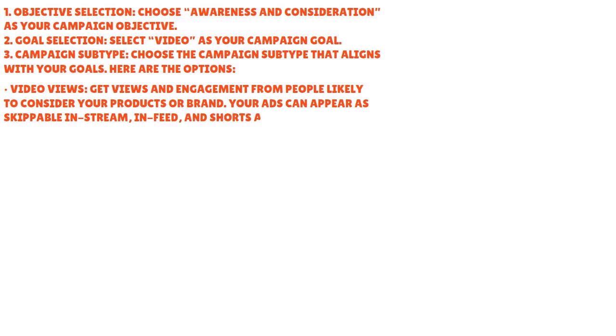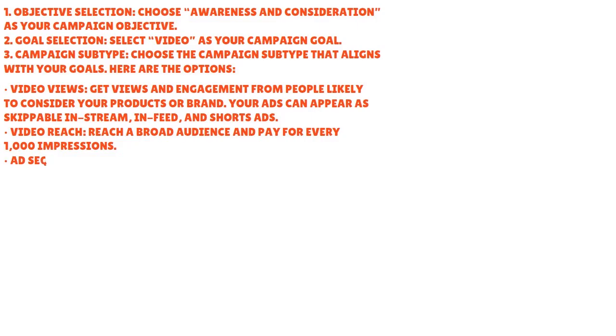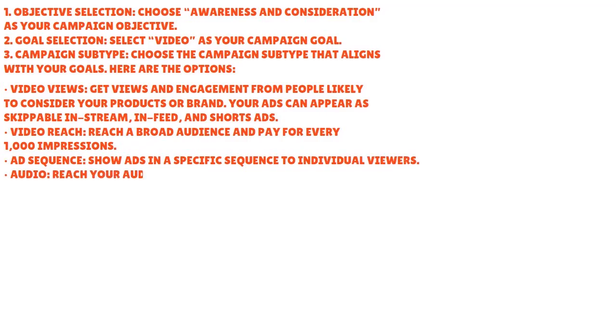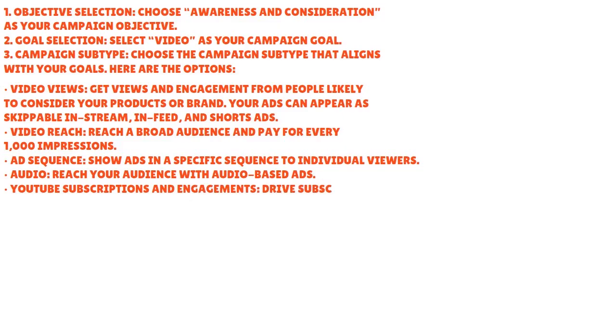You also have video reach. So you can reach a broad audience and pay for every 1,000 impressions. So here you have the CPM to think about, cost per mille. You have the ad sequence, so you can show ads in a specific sequence to, let's say, individual viewers. You also have audio. When I speak about audio, you can basically reach your audience with audio-based ads. And you also have YouTube subscriptions and engagements. Here, you have the possibility to drive subscriptions and engagement on your YouTube channel.